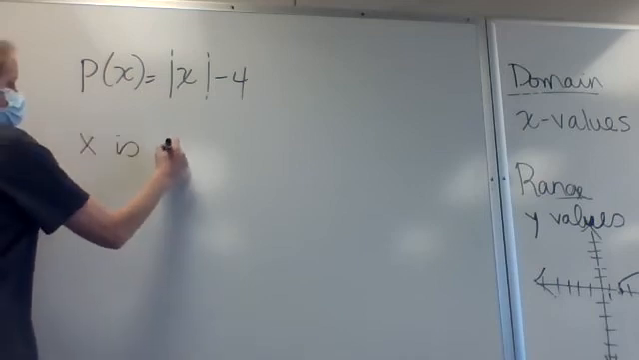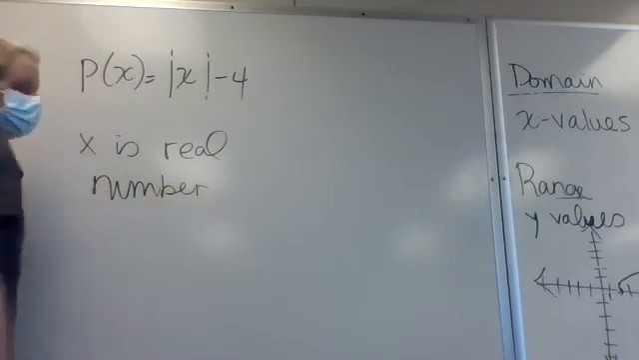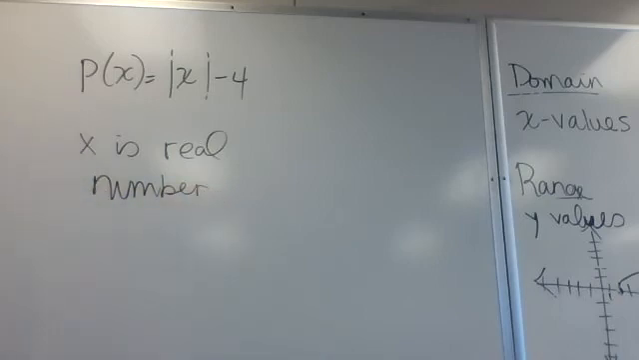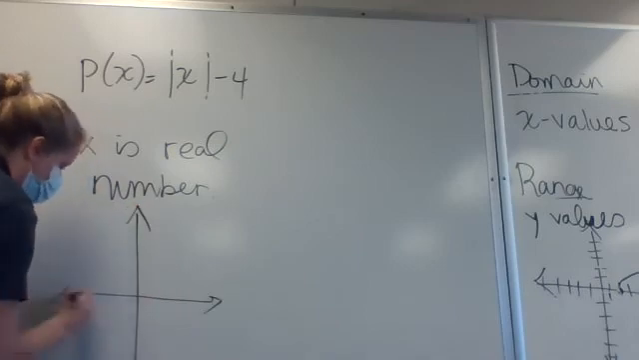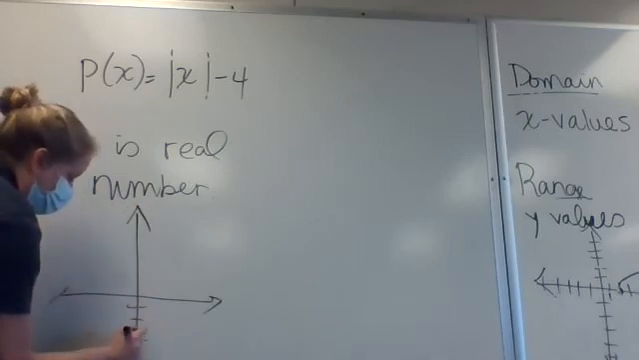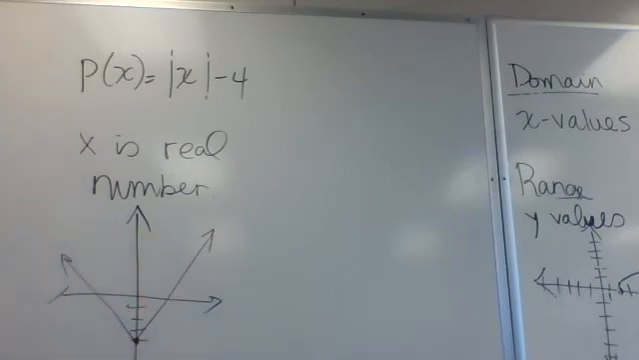So x is a real number, right? Because if you were graphing this, it would start here at negative 4 and go up and right and up and left.